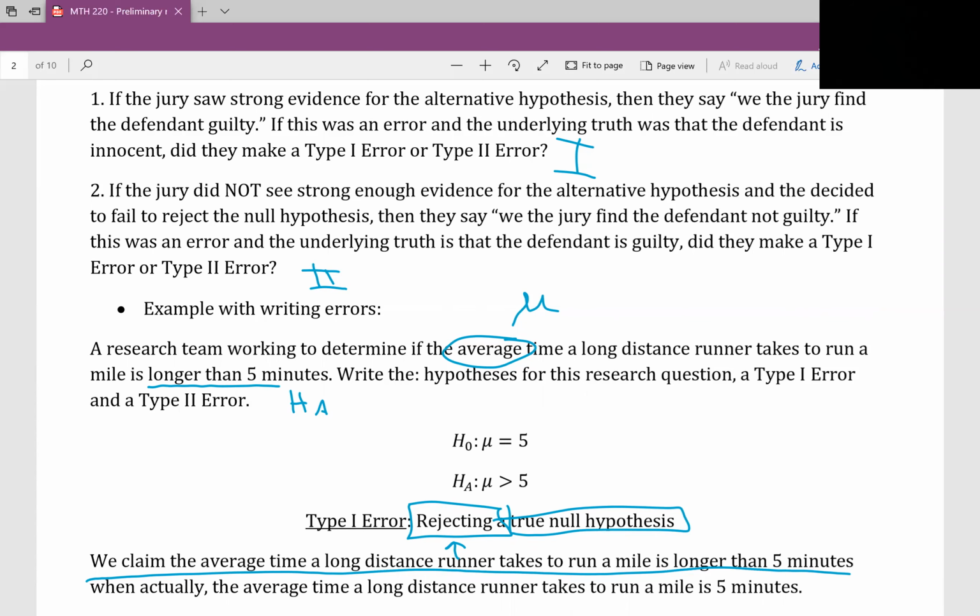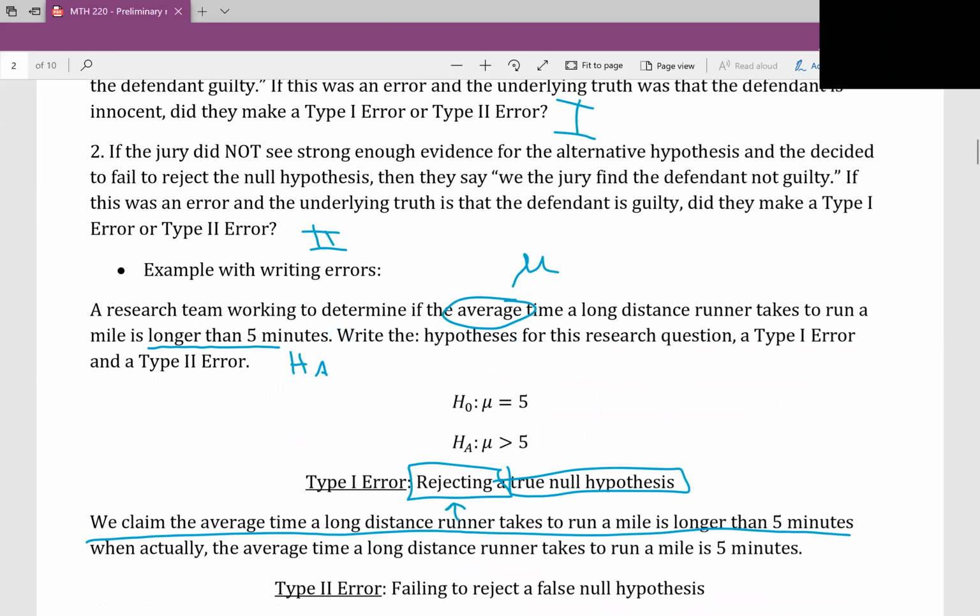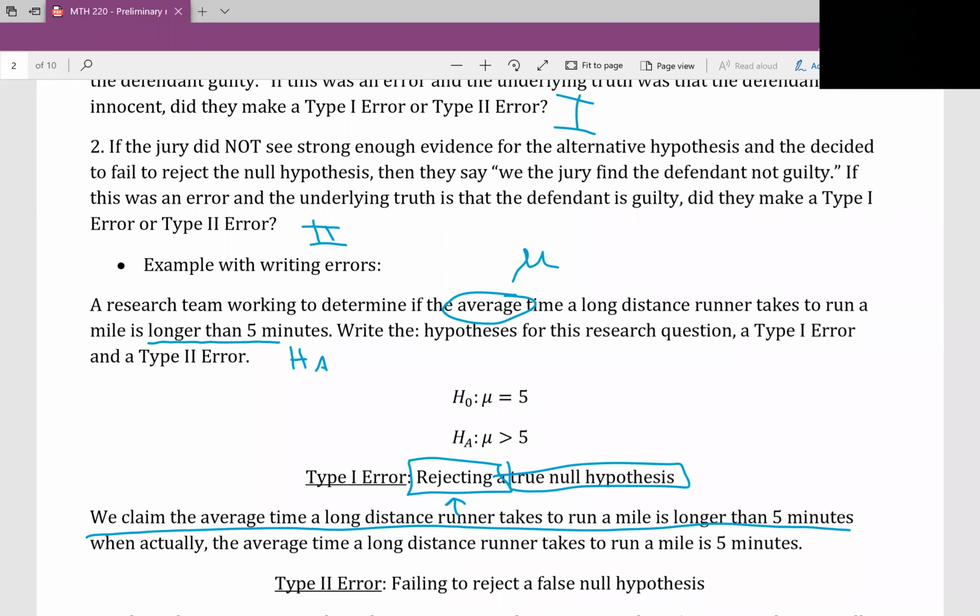So again, I like writing the definition of the error and then addressing each piece individually. Type 2 error, failing to reject a false null hypothesis. So when we fail to reject H0, it means we don't have enough evidence for HA. So we just keep assuming H0 to be true. So again, I would break it up into two pieces. What is failing to reject and what is a false null hypothesis?